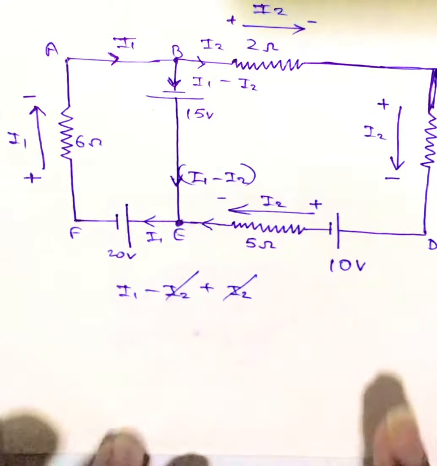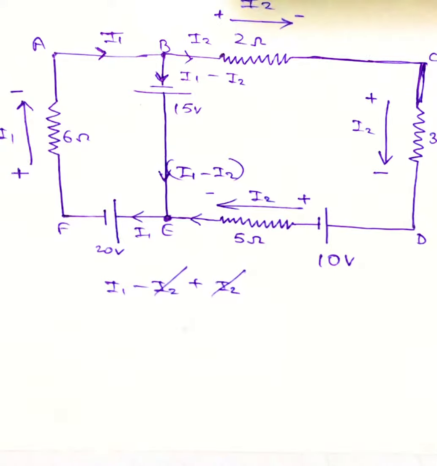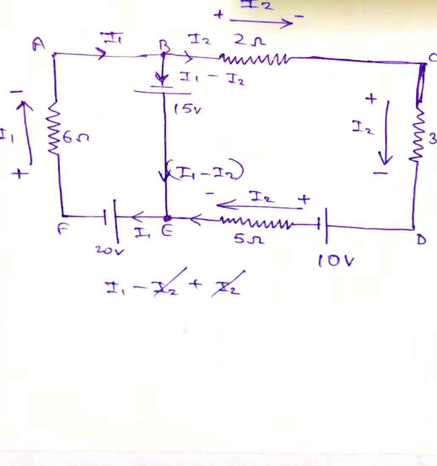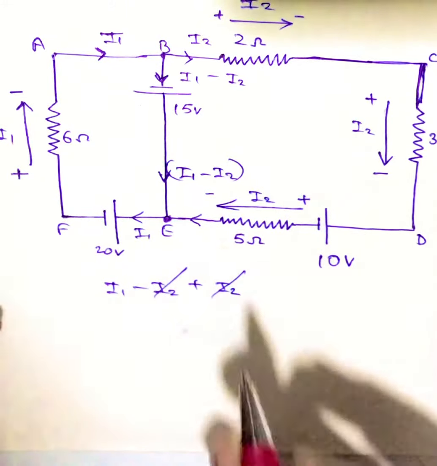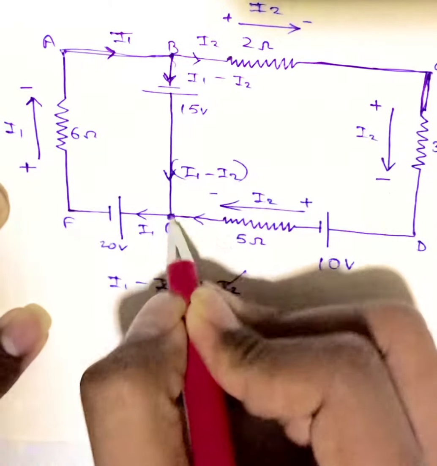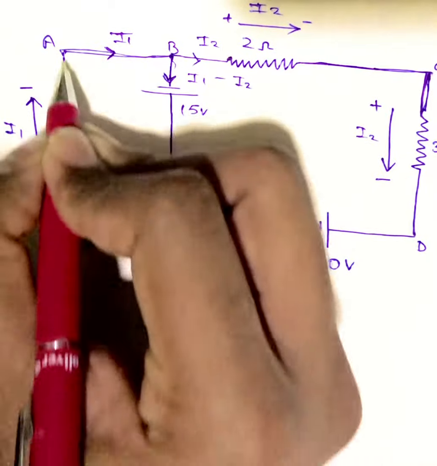Now how to write the KVL equations for this new type of numerical? First of all, since there are two unknowns, I1 and I2, we have to write two equations. So let's consider one loop, A, B, E and F. We consider this loop first.